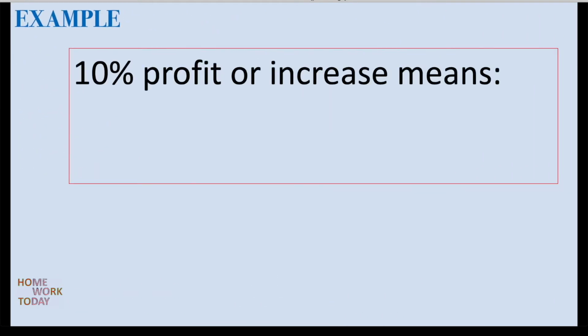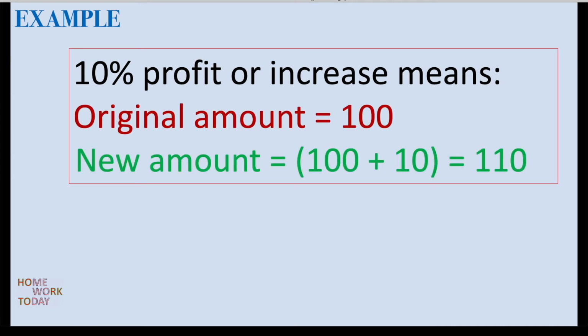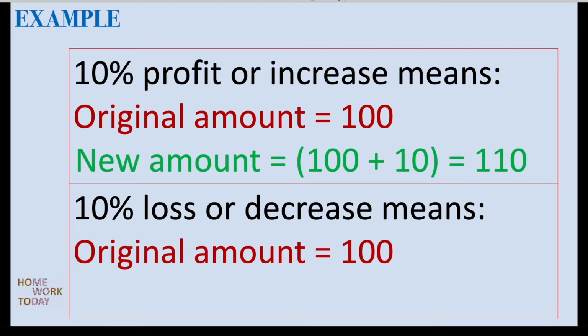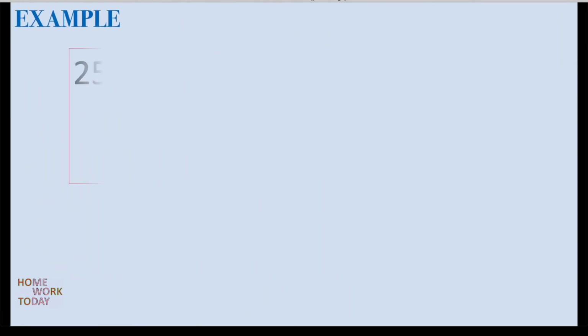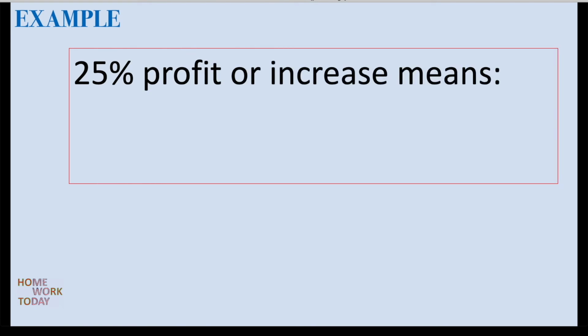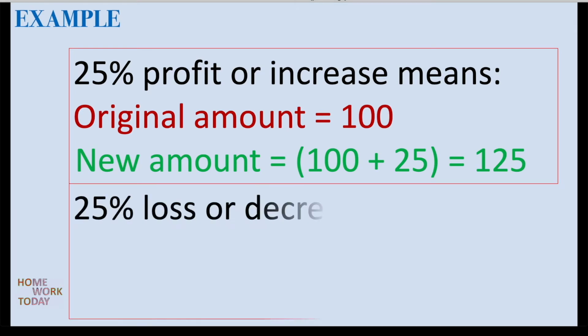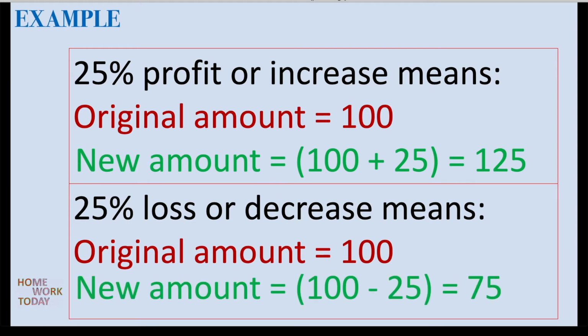10% profit or increase is 10 increased from 100. So original amount was 100, new amount will be 110, making a profit of 10. Similarly, 10% loss or decrease is 10 decreased from 100. So original amount was 100, now new amount is 90, making a loss of 10. 25% increase means original amount was 100, now new amount will be 125, making an increase of 25. Similarly, 25% loss means original amount is 100, now new amount will be 75, making a loss of 25.